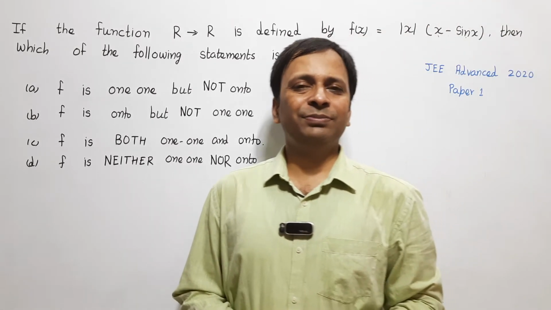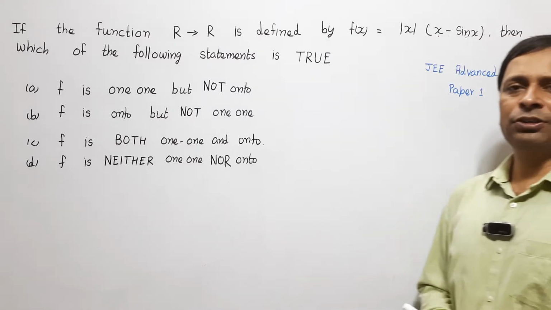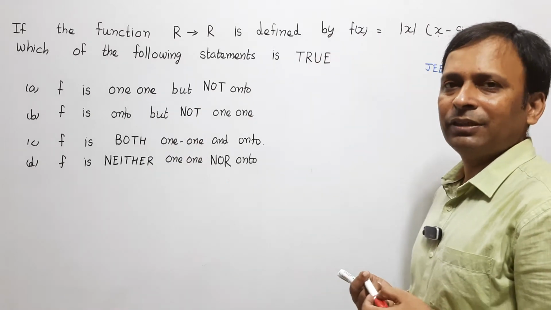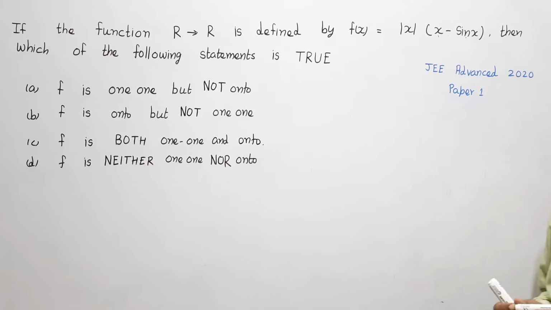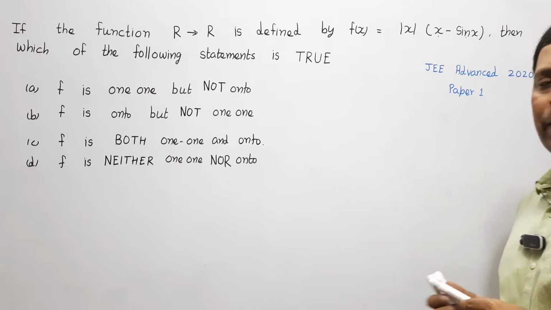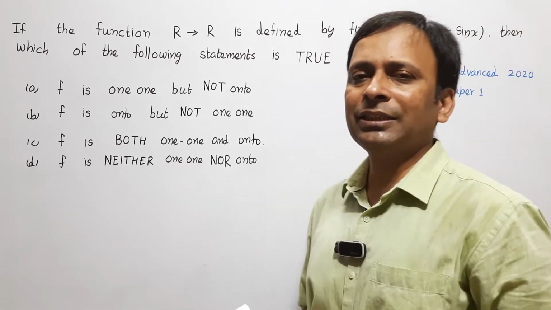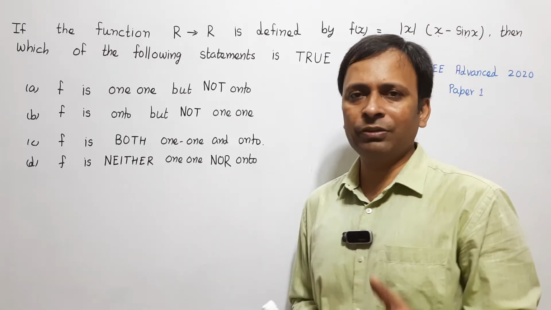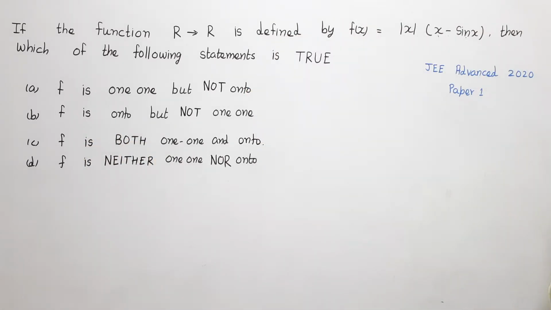This problem is from JEE Advanced 2020 paper 1 and related to the topic functions. The question is: you have been given a function whose domain and codomain both are the set of real numbers, and the function is given by f(x) = |x|(x − sin x). The question asks whether the function is one-one, onto, or both one-one and onto. This is a single correct answer question.